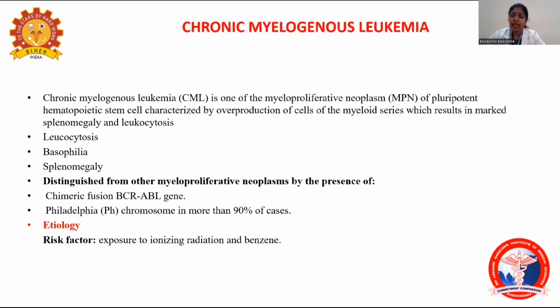Now, let's move on to our topic, which is chronic myelogenous leukemia. Chronic myelogenous leukemia is a myeloproliferative neoplasm of the pluripotent hematopoietic stem cell which is characterized by overproduction of cells of the myeloid series, which results in marked splenomegaly and leukocytosis.